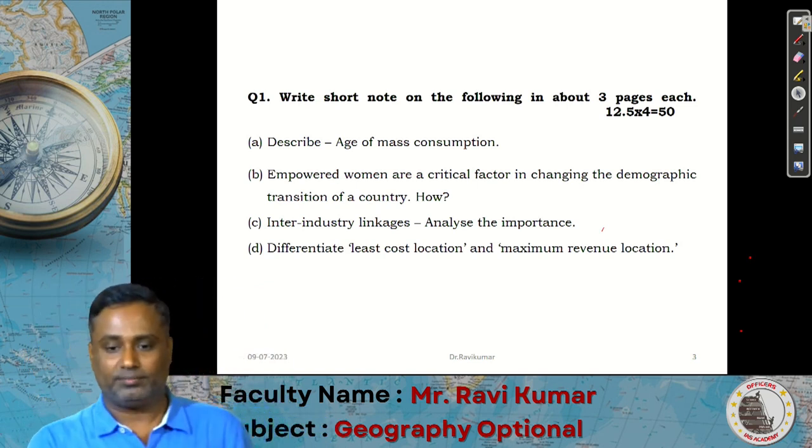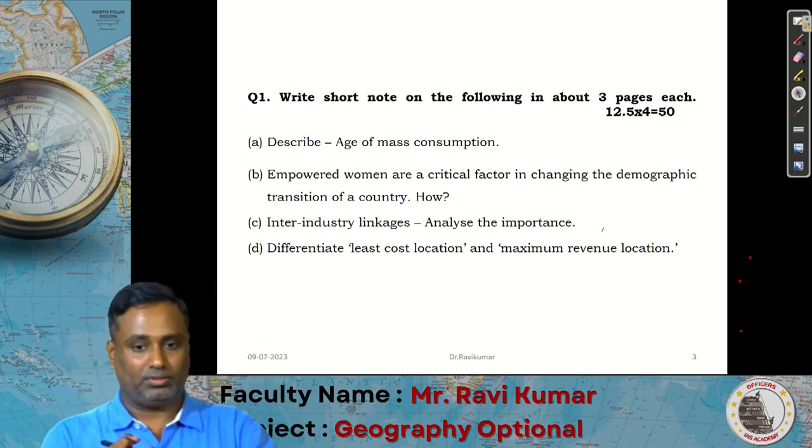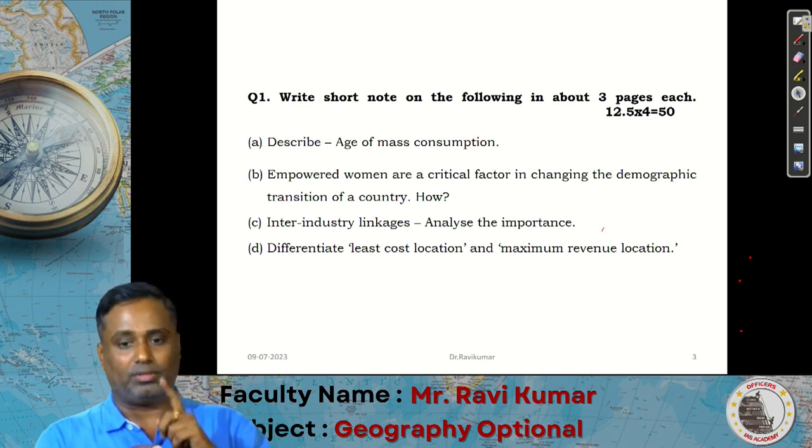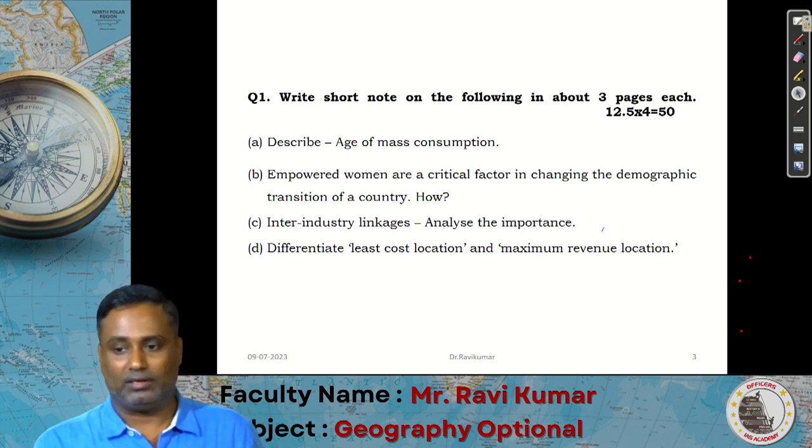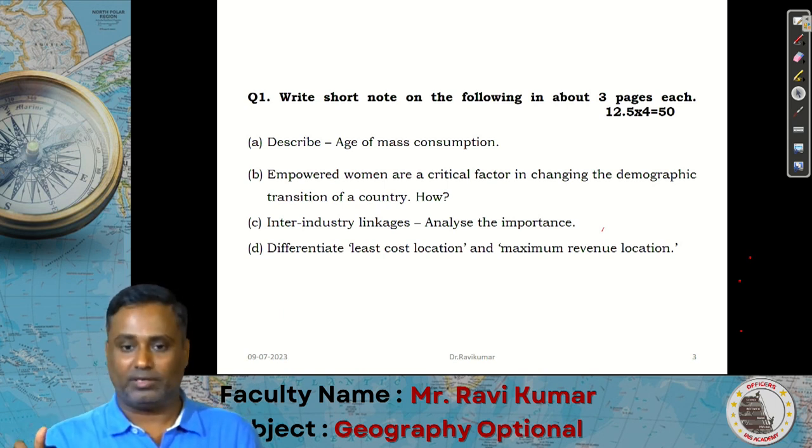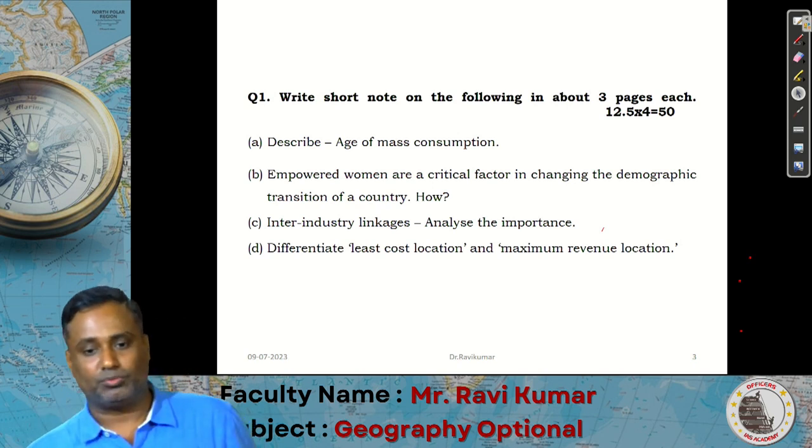I said 4 types of questions, right? Number 1, fundamentals. From the fundamental, we derive the concept. From the concept, we derive the theory. With the theory, we go for application. From the application, we go for current events. That is present day relevance. In that, what kind of question is it? Just find: describe age of mass consumption.